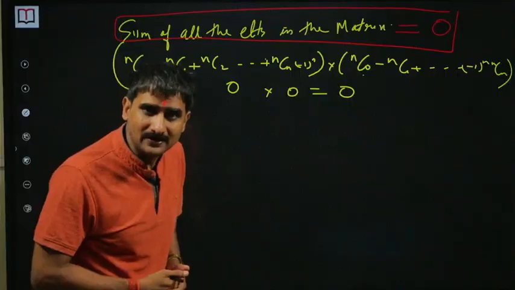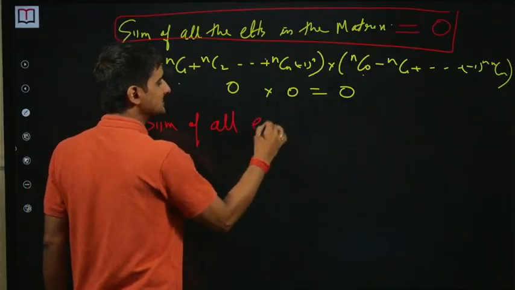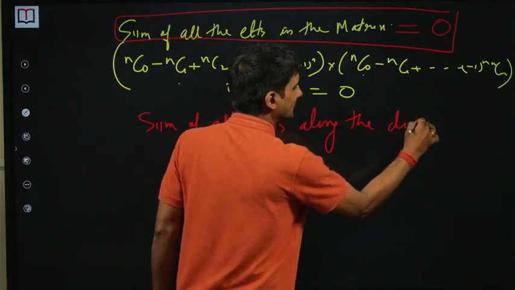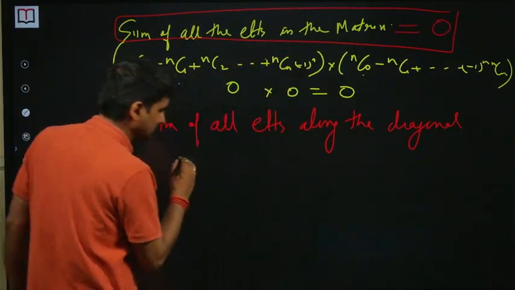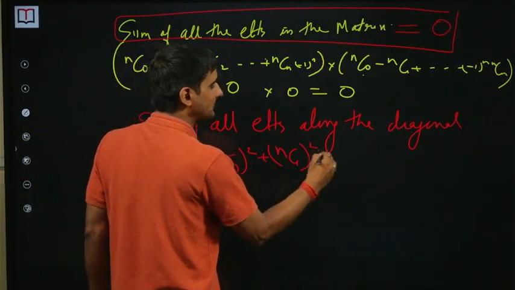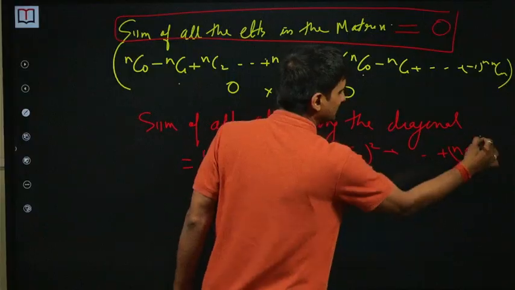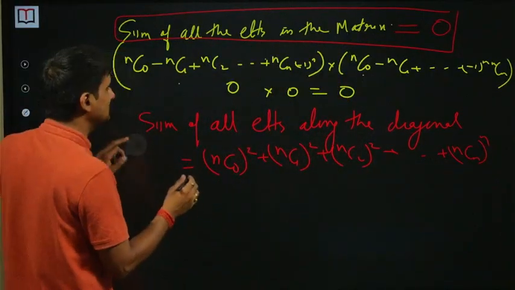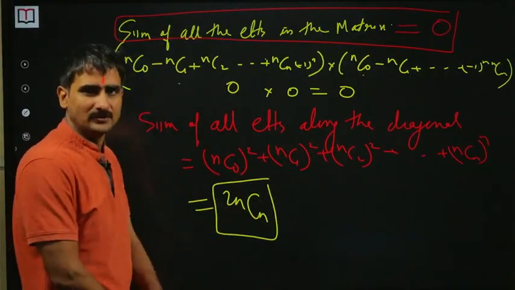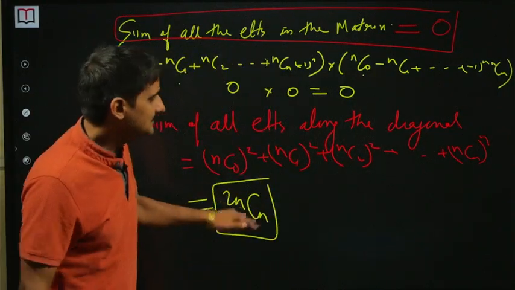Now can we find the sum of all the elements along the diagonal? That's simple. Along the diagonal, this is nothing but nC0 square, nC1 square, and so on. I believe all of you must be knowing it. If not, then remember it: the value of this series nC0 square plus nC1 square and so on is 2nCn. So that's it.